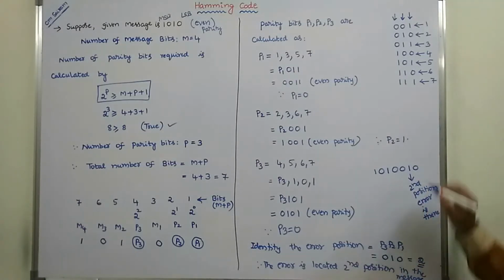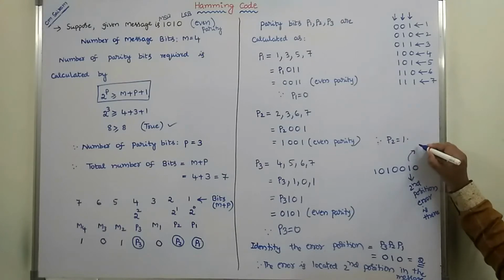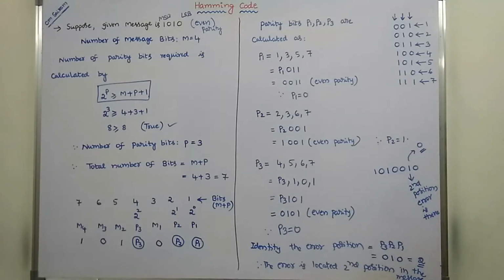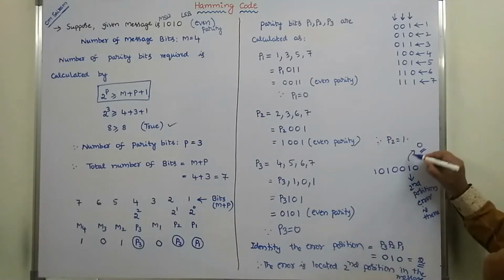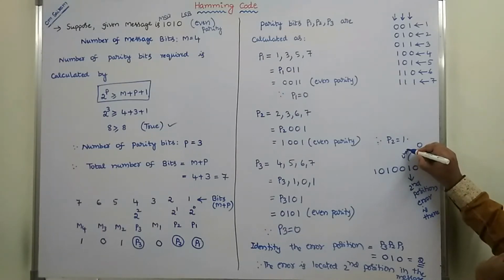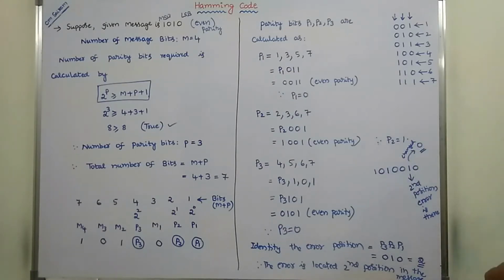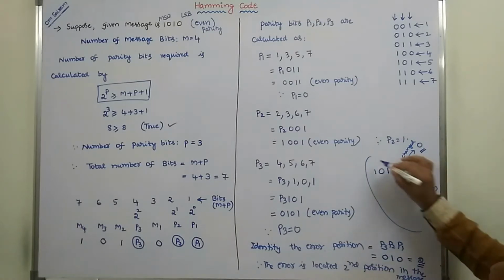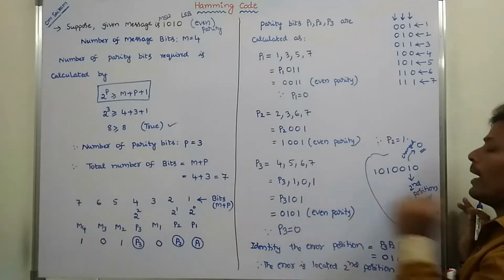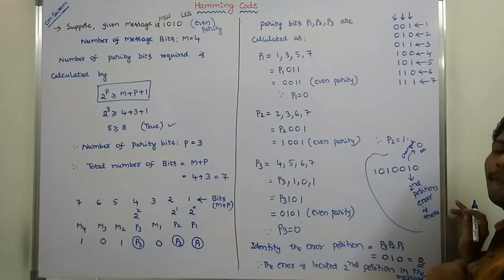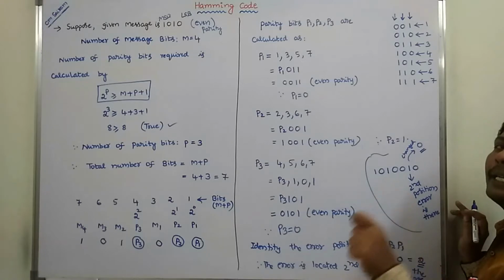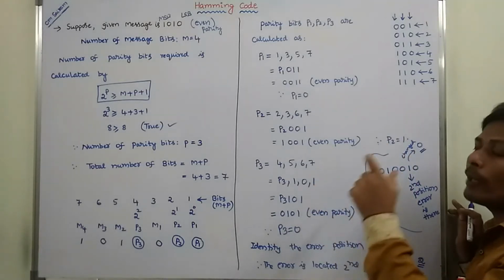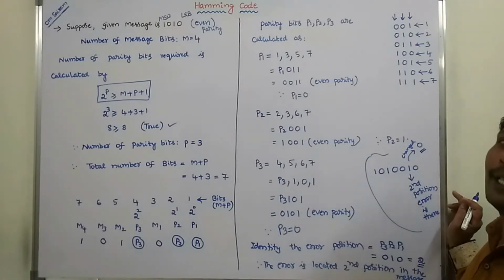After correcting this error, 1 is changed to 0. 1 becomes 0. So this is the error correction process. Okay, 1 can be changed to 0. Okay, so this is the final one. In this way we have to identify the error in the given message while adding the parity bits. For that purpose we have to use Hamming code.